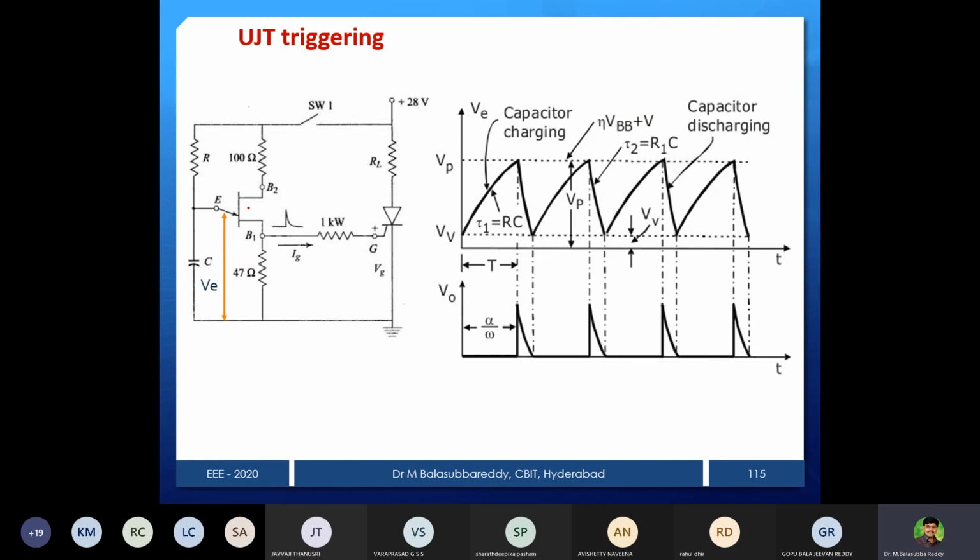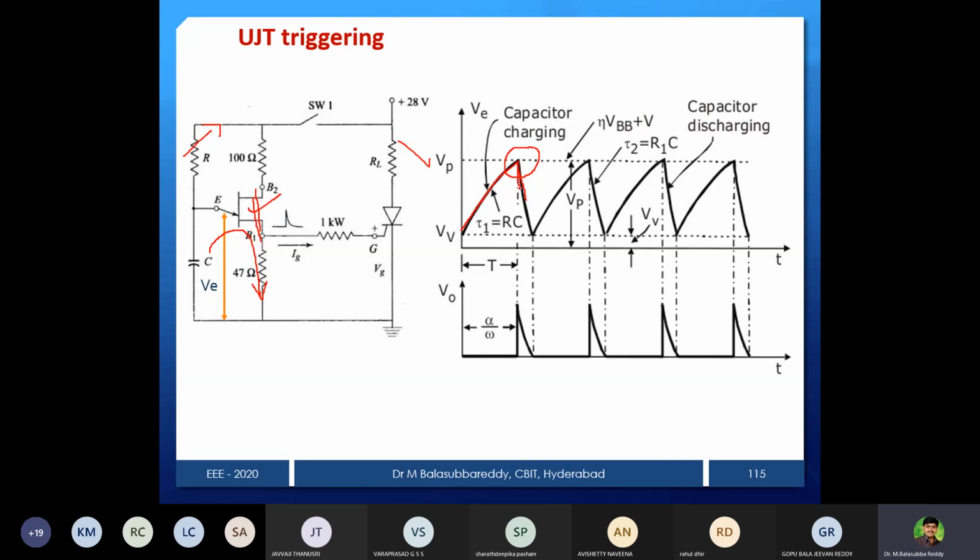Now the UJT is open only. Once the capacitor voltage is equal to VP, that is the peak voltage, automatically the UJT will trigger. Once the UJT is triggered, it is passing through the resistor. The resistor value is small, so very sharply. While charging, it is taking time because of this resistor value. Even if I reduce this resistor, charging will also be at a much faster rate. Then you will get a small alpha value. That's all. So now it is charging for this much time.